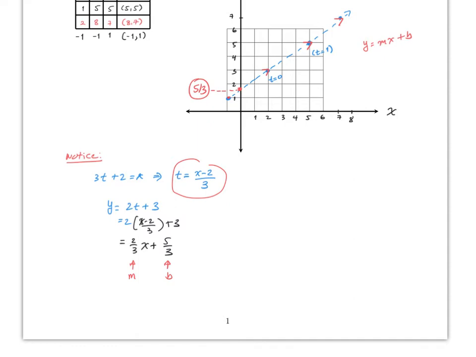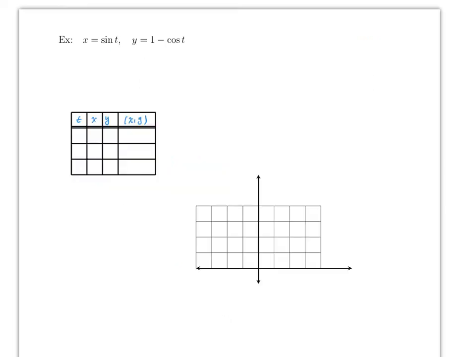Okay, so let's look at a different type of equation now involving trigonometric functions, but it's the same idea. You will have a parameter, and you also have x and y. All right, so let's start with, let's say t is equal to 0. Remember, sine of 0 is 0, cosine of 0 is 1. So therefore, 1 minus 1 will give you, obviously, 0. So therefore, this first point will be 0, 0.